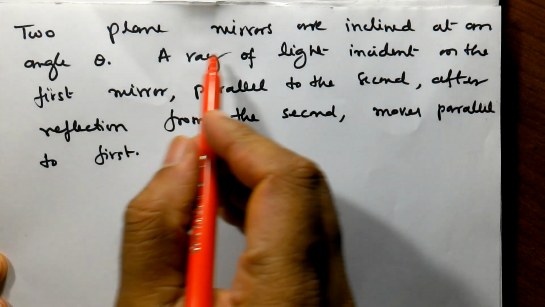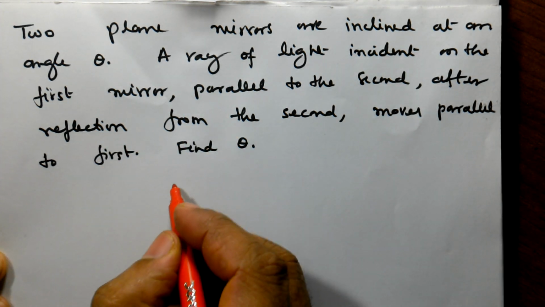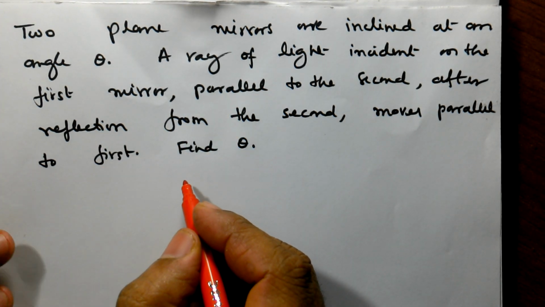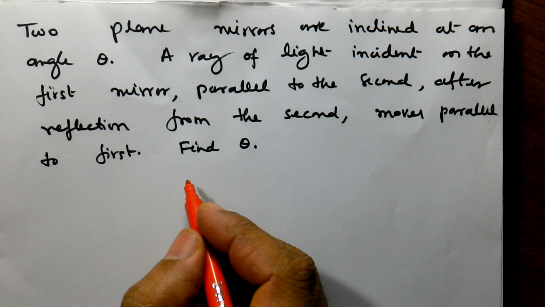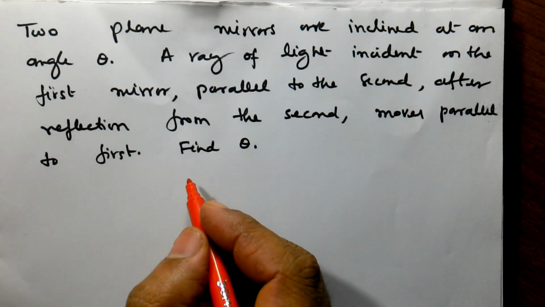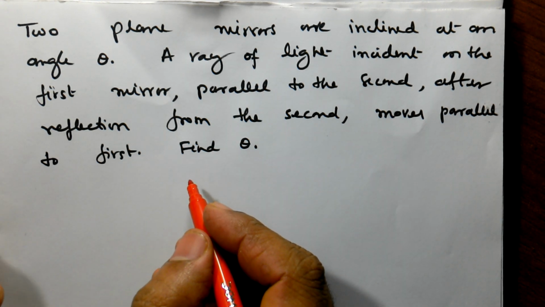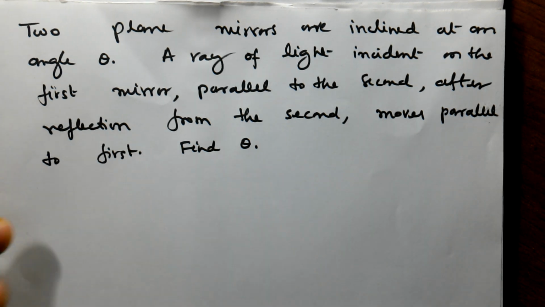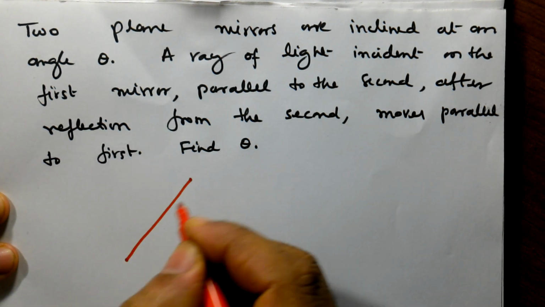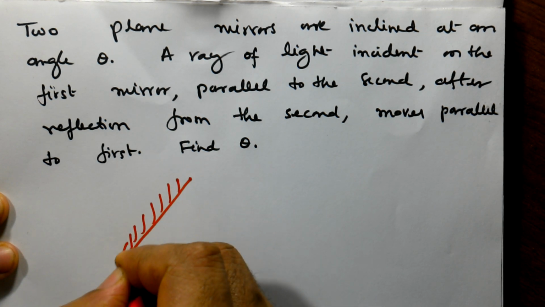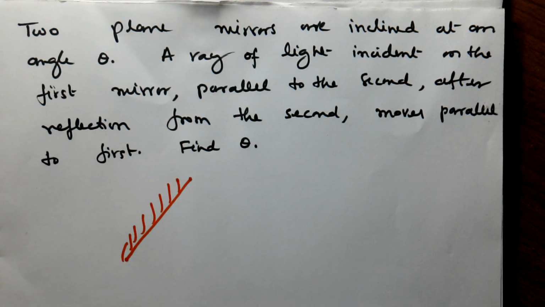Now, two plane mirrors are inclined at an angle theta. Okay, let us assume that it is an acute angle. Let us not make it obtuse and complicated. If it is not acute, we will see the obtuse case. So, now consider two plane mirrors kept at an angle theta. Okay, one plane mirror like this and another plane mirror like this.